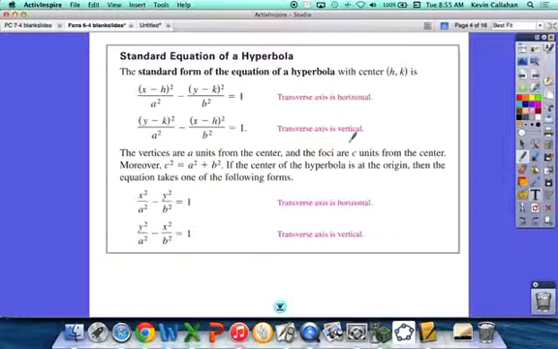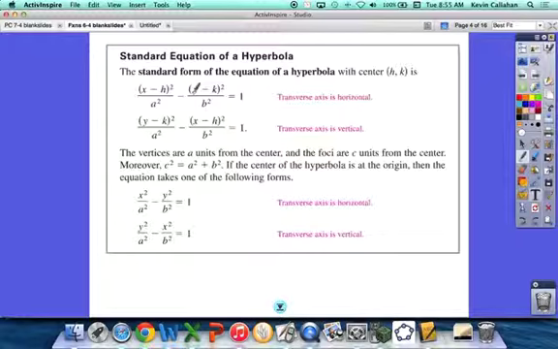Well, remember, what was the difference between the two for an ellipse? What changed? The A's and the B's switched places, right? But now look at these. The A's and the B's are in the same place. They don't switch. What switches? The X minus H and the Y minus K.